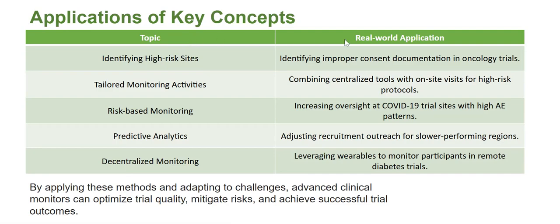Applications of key principles: the topic and the real-world application of each. Identifying high-risk sites: identifying improper consent documentation in oncology trials. Tailored monitoring activities: combining centralized tools with on-site visits for high-risk protocols. Risk-based monitoring (RBM): increasing oversight at COVID-19 trial sites with high adverse event (AE) patterns. Predictive analytics: adjusting recruitment outreach for slower performing regions. Decentralized monitoring: leveraging wearables to monitor participants in remote diabetes trials.